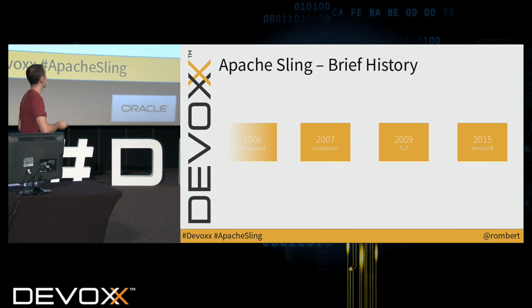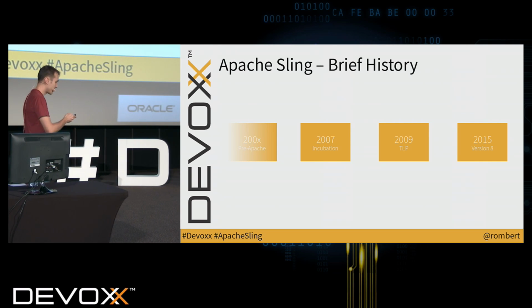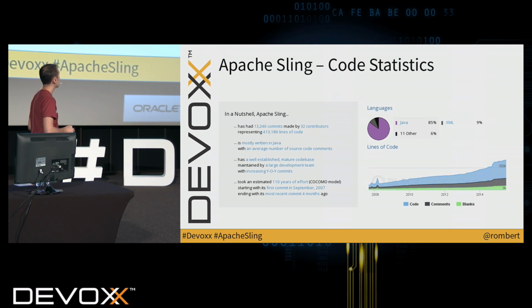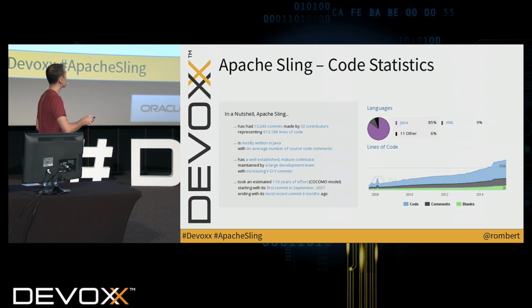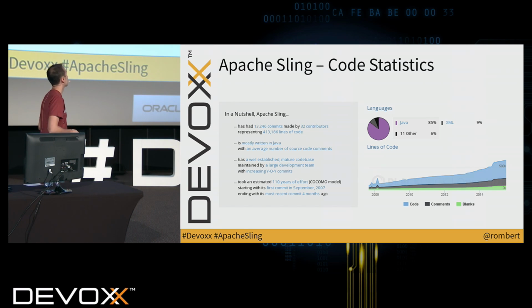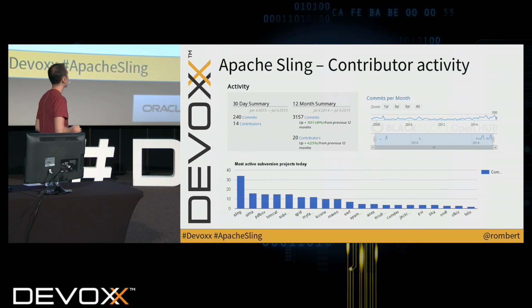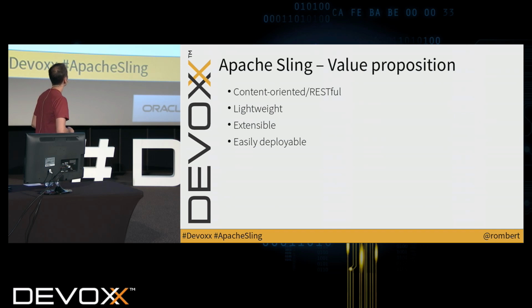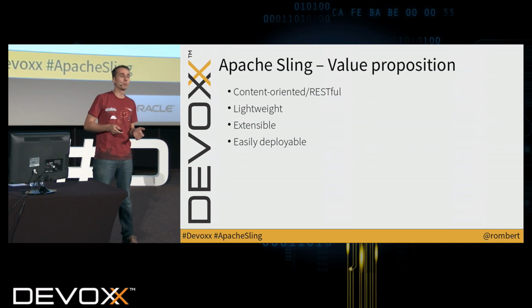Apache Sling, obviously an Apache project. It's been 10 years in the making, mostly Java, and I won't tell you how much Maven we do, but it's a lot. We have a good history of activity increasing, and as an API gateway, it's a good proposition.